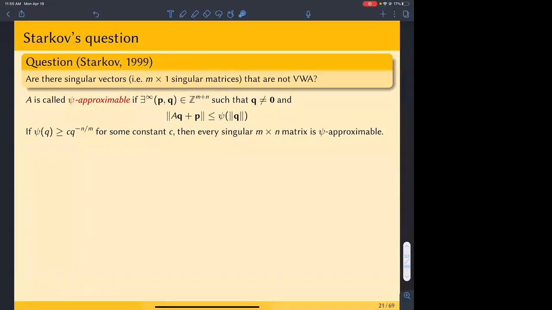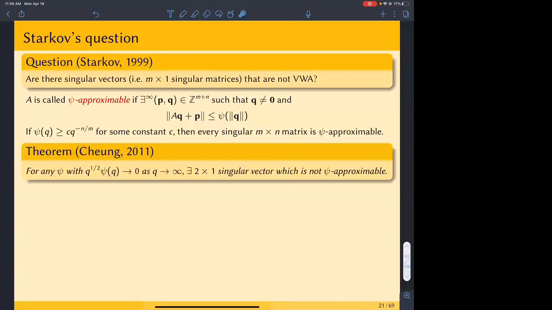So let me just define A as ψ-approximable. Of course, several members in this audience know much more about ψ-approximability than I do. A matrix is ψ-approximable if there are infinitely many integer pairs such that this happens. I just want to point out that if your ψ satisfies an inequality like this, so if there's some constant c greater than 0 such that ψ(q) is greater than c times q^(-n/m), then every singular matrix is ψ-approximable. For any ψ where this doesn't happen, Chung actually showed that there's a singular vector that's not ψ-approximable. And Chung did more than this. He actually showed that there's a dense set of such vectors.